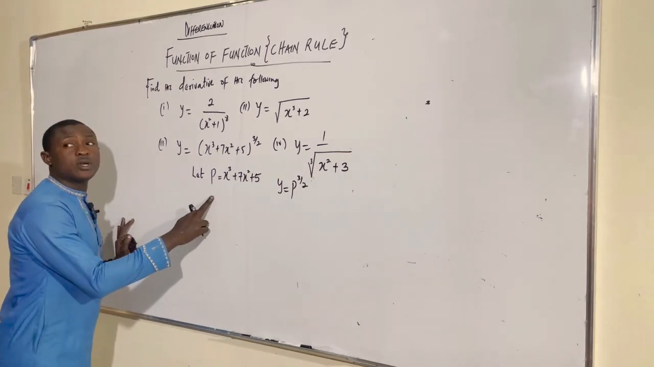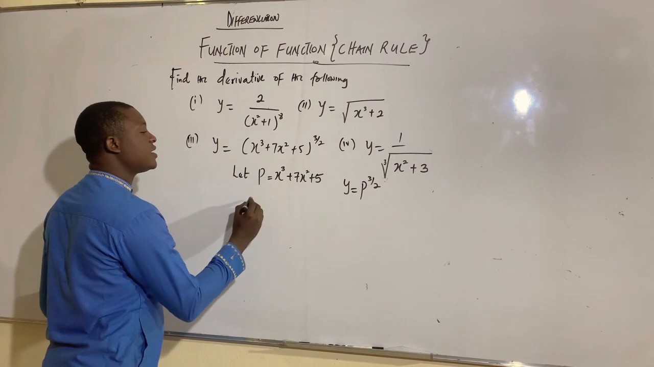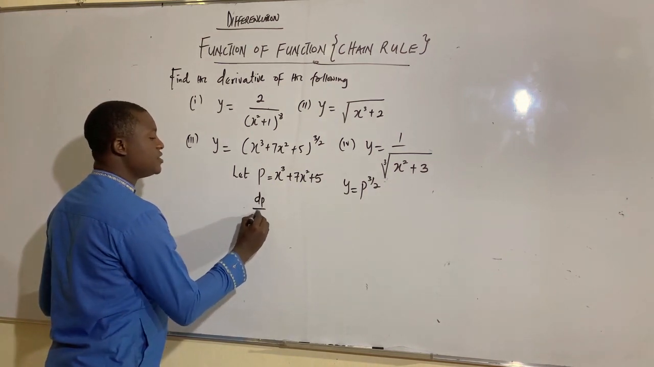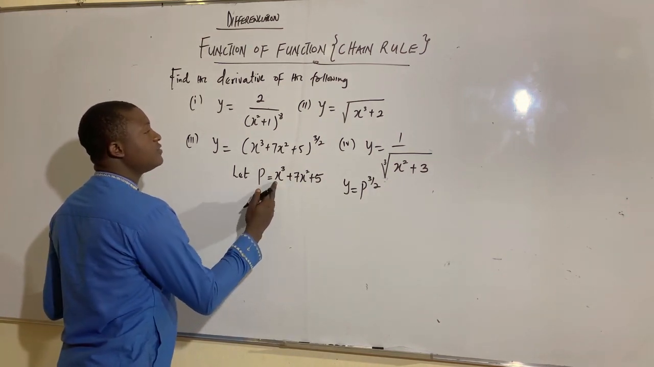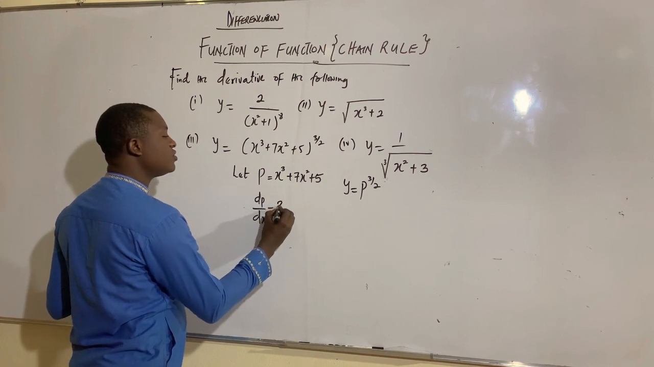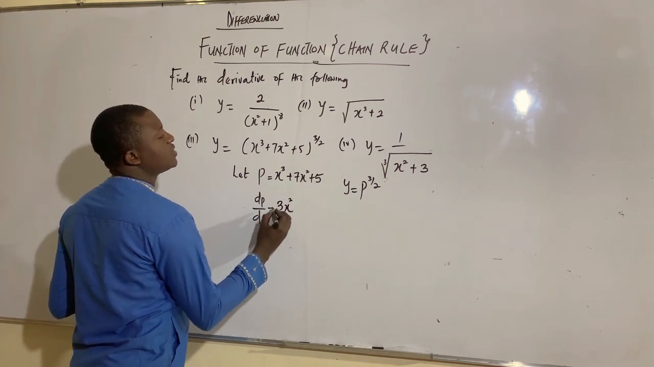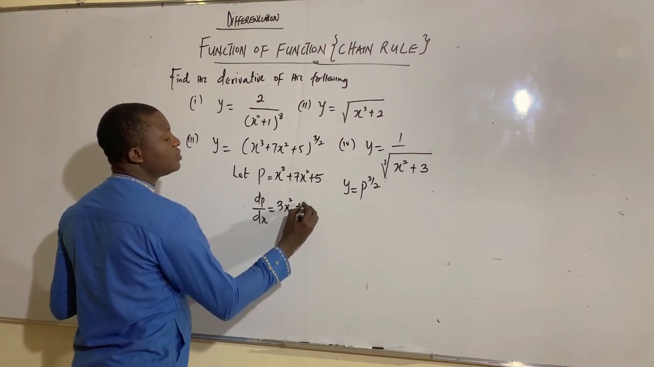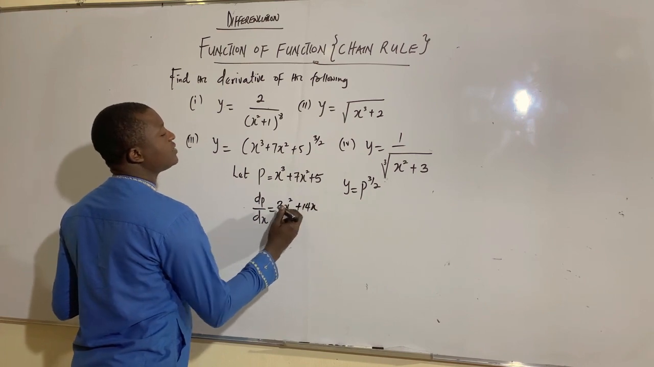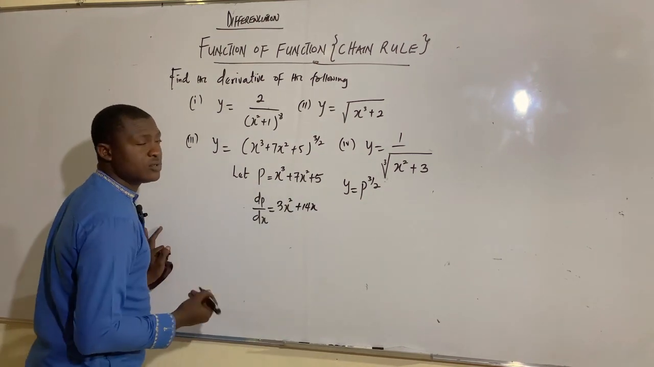So I will differentiate the first one and the second one. So that is p and x, and we have dp dx equal to differential of this, I can have this one to be 3x squared. Differential of this, we have 14x. Differential of 5 is a constant, that's going to be 0.